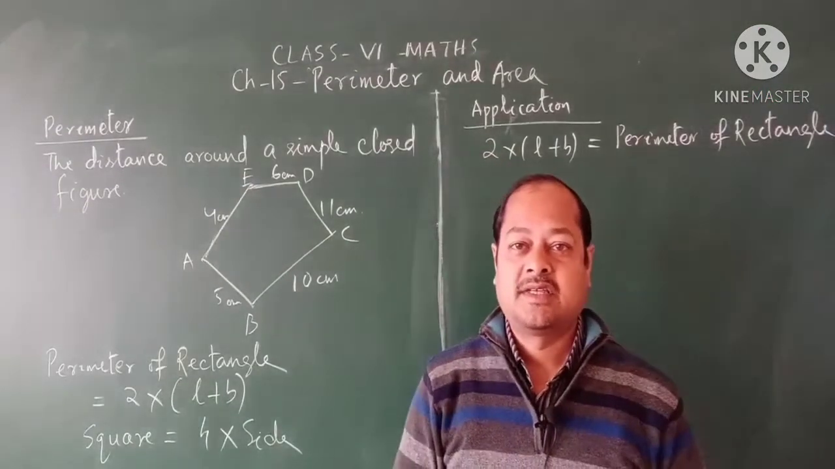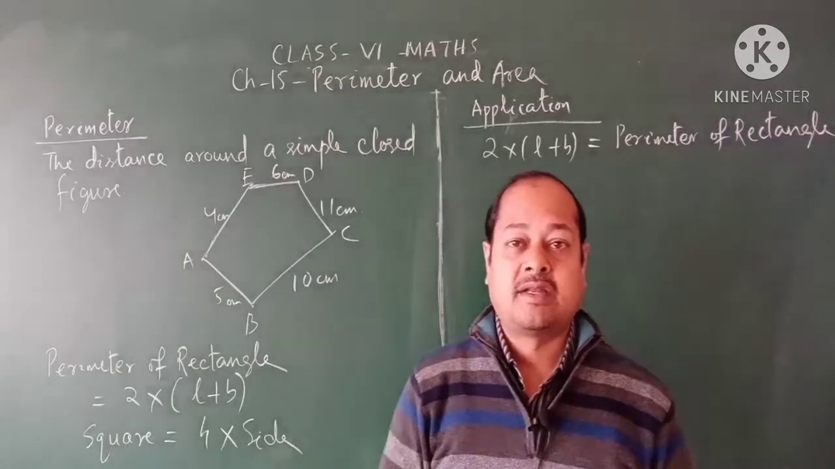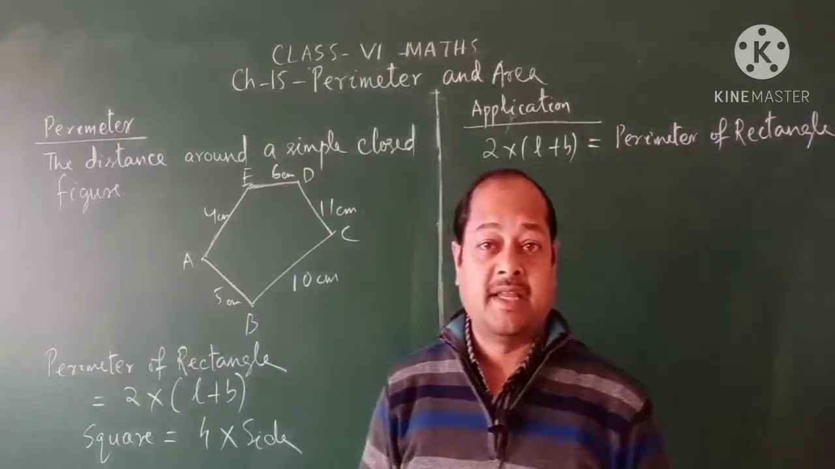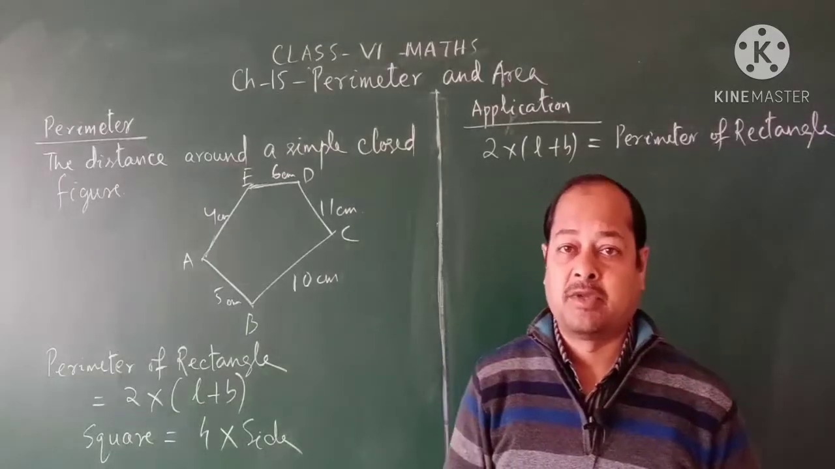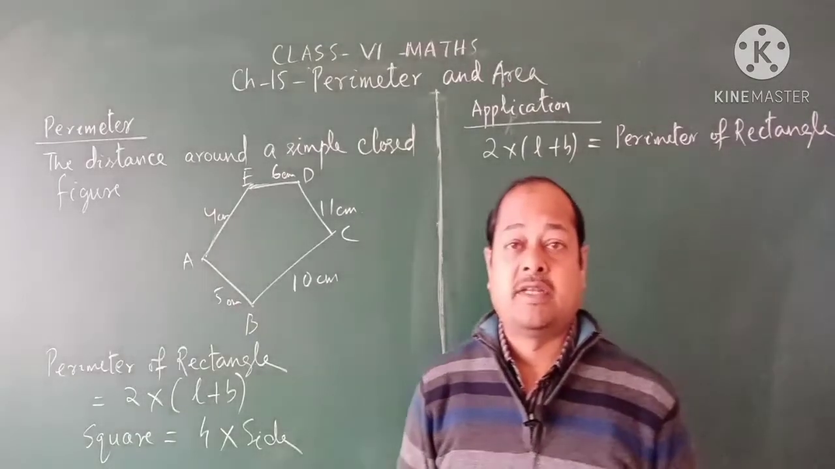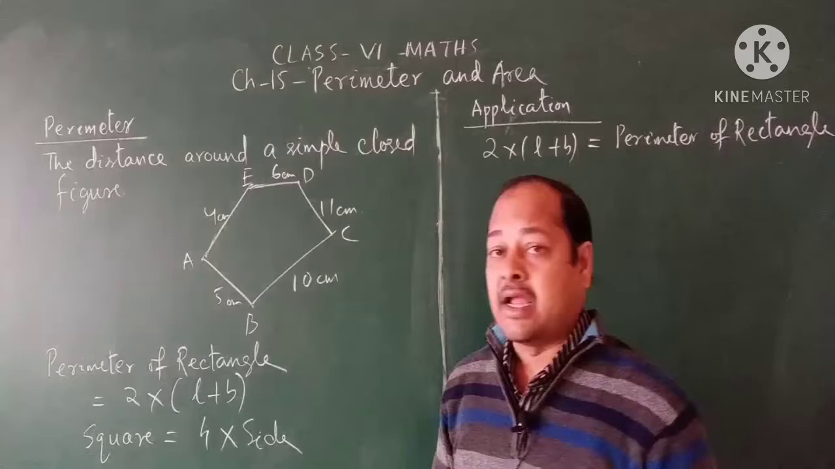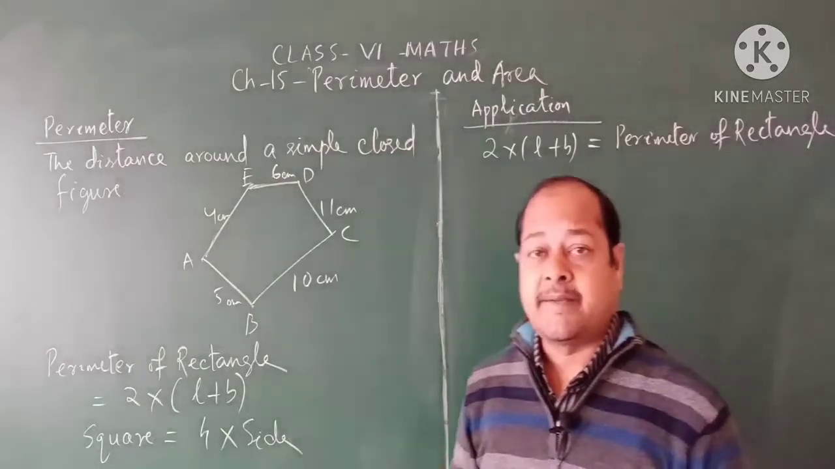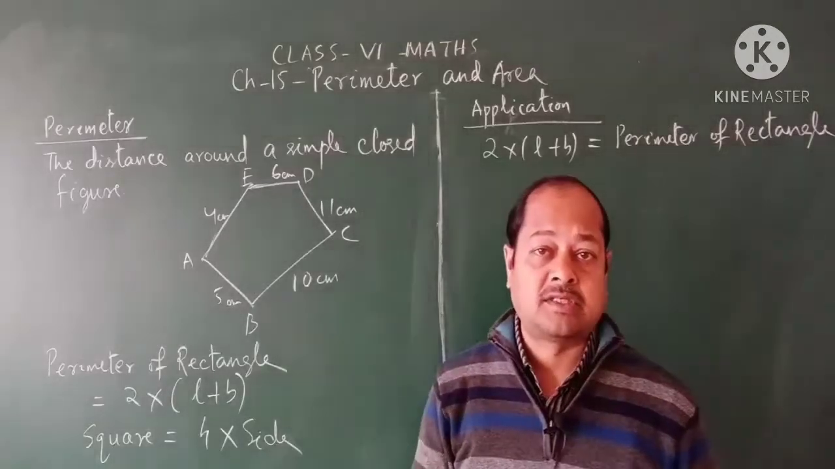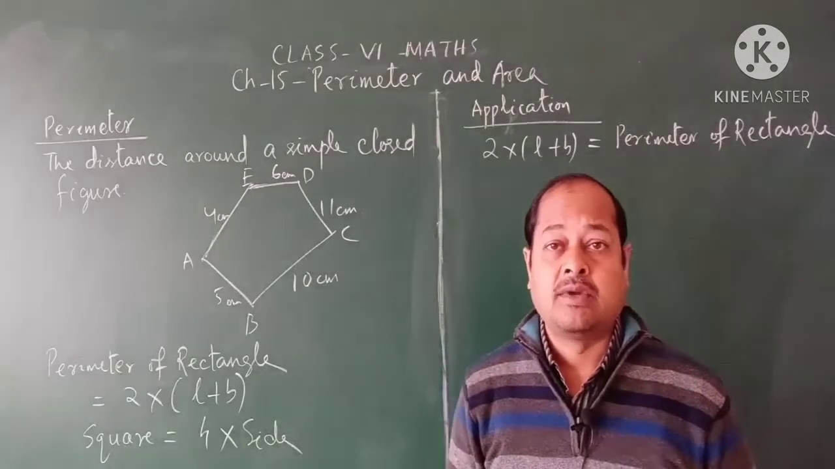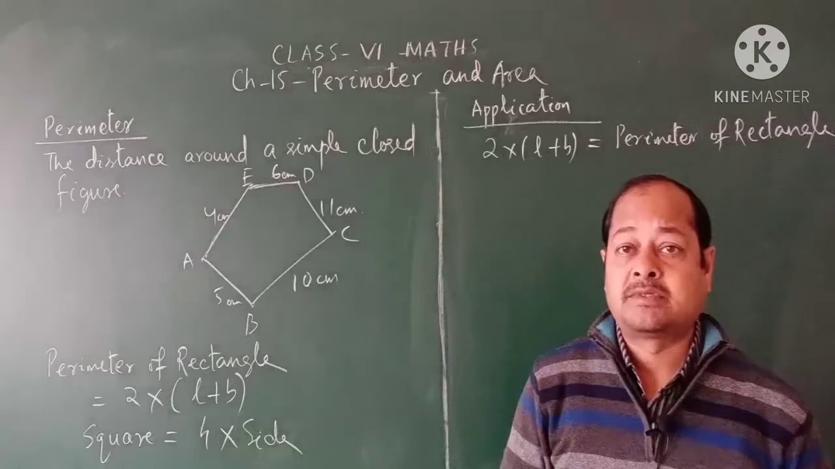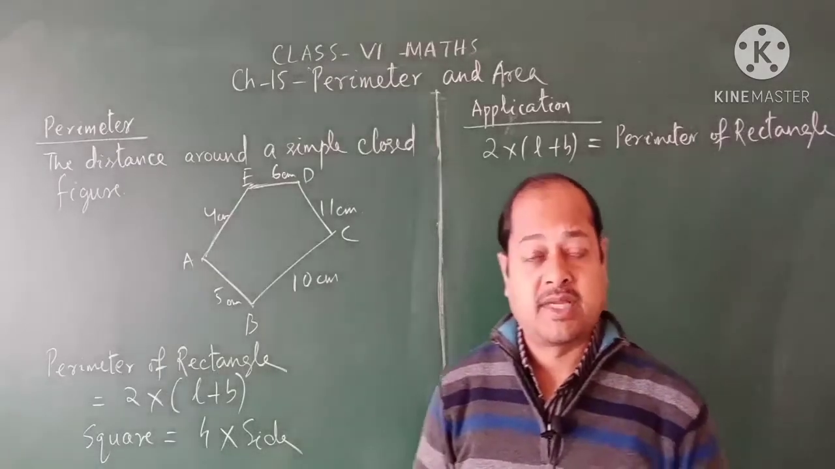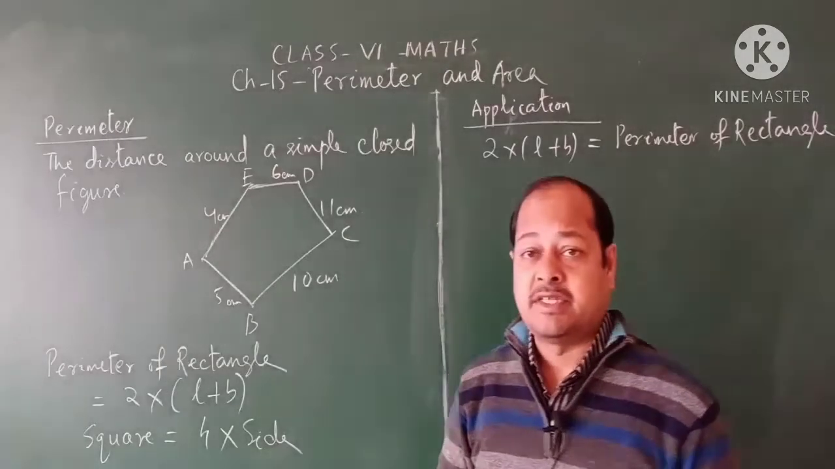Good morning students. In this video we are going to learn what is perimeter and what is area. This is chapter 15 from your book. Chapter 15 is perimeter and area, and based on some formulas of perimeter and area we are going to solve some of the problems based on this concept. Okay, so let's start. What is perimeter?